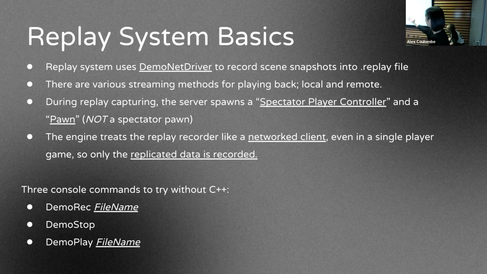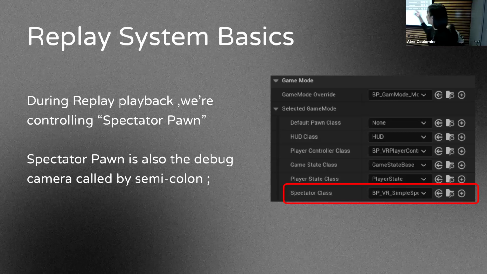And there are 3 console commands you can try without C++. Demo rec to record the file, demo stop to stop it, and demo play to play back the file. There are actually more console commands I can use, but those are the 3 that I knew when I first started to play with it. Oh, and also during replay playback, we are controlling a spectator pawn.